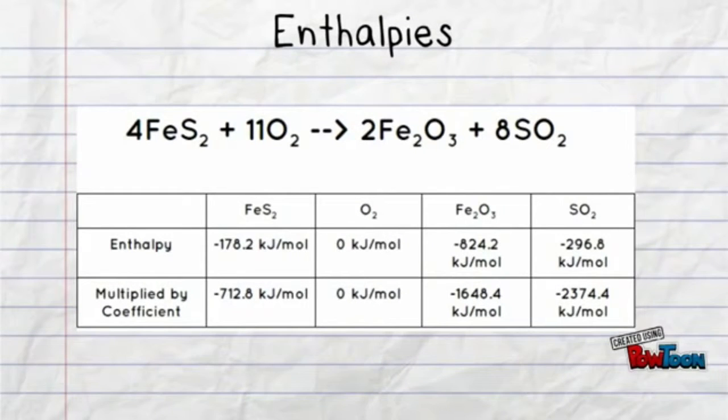To find enthalpy, I had to find the heat of formation for all the compounds in my equation. I then multiplied that value by my coefficients to get enthalpy. I then did this for all of my compounds. Then I combined the enthalpies of both the reactants and products.